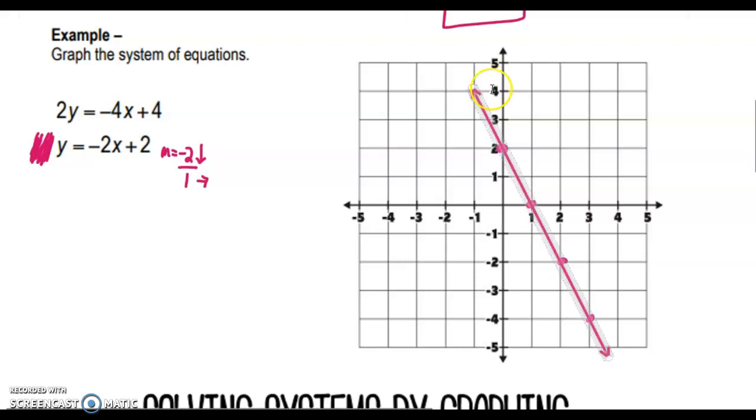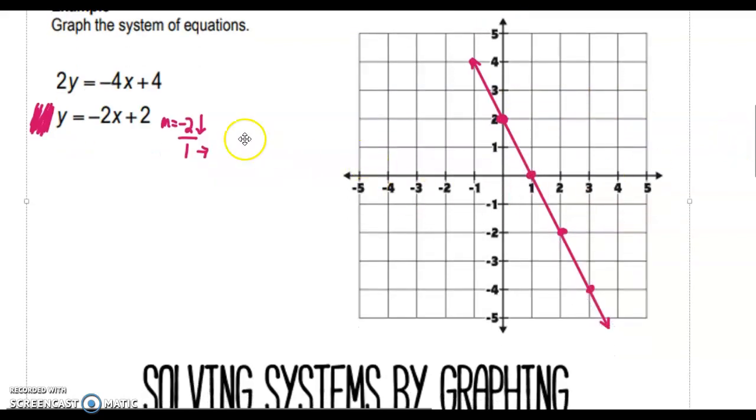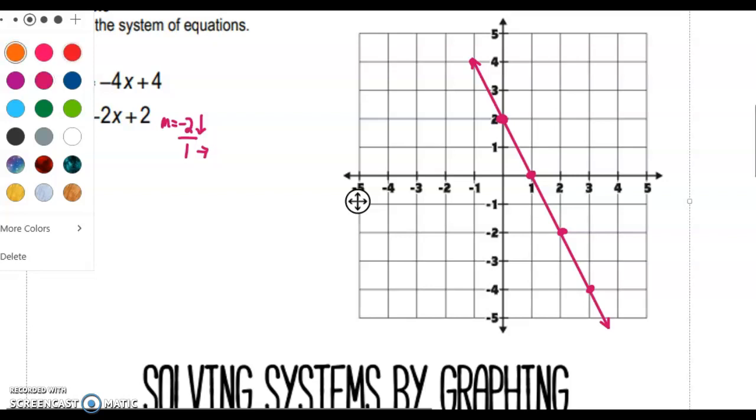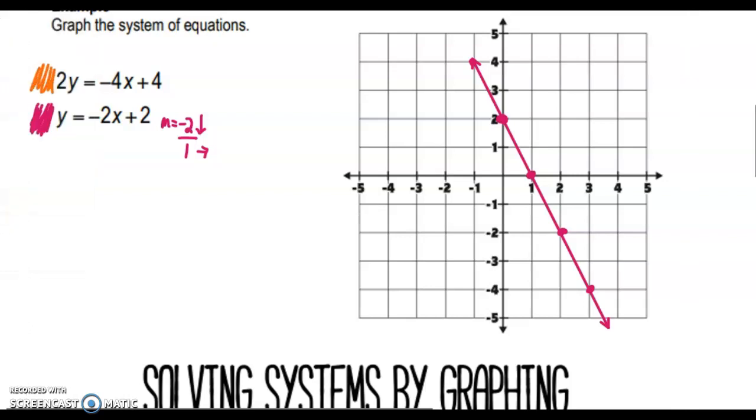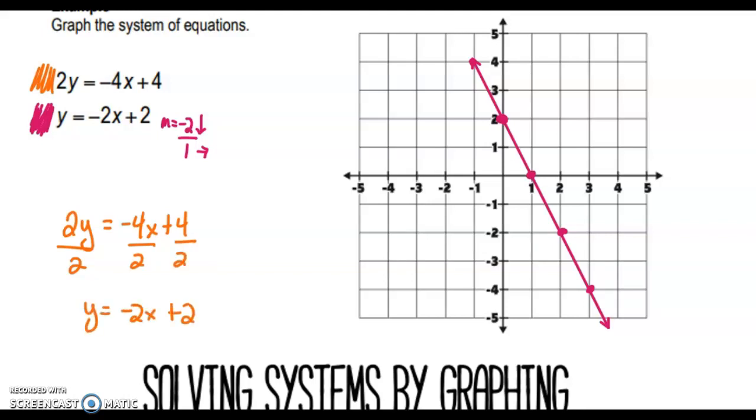Okay, so there's my line. That's not terrible. And let's go ahead and figure out our other equation. We'll switch back to orange. So this equation I'm going to write down here. I like it in y equals mx plus b form so I can graph. So I'm going to divide by 2. So that gets me y equals negative 2x plus 2.